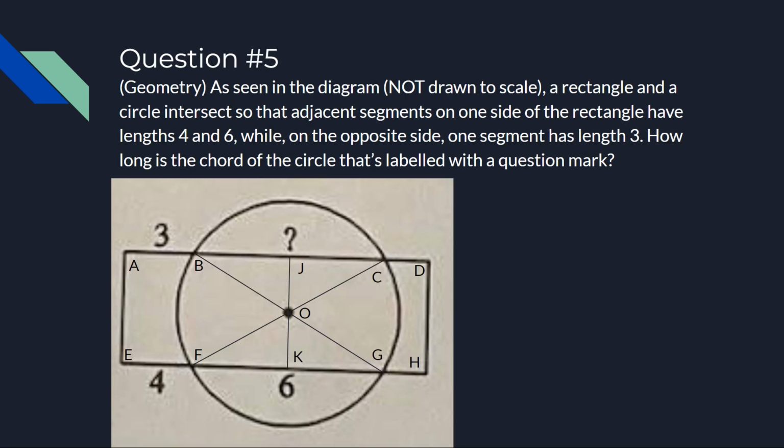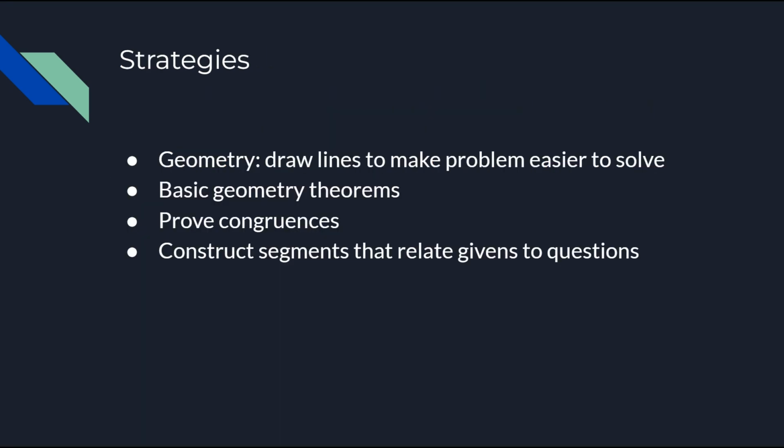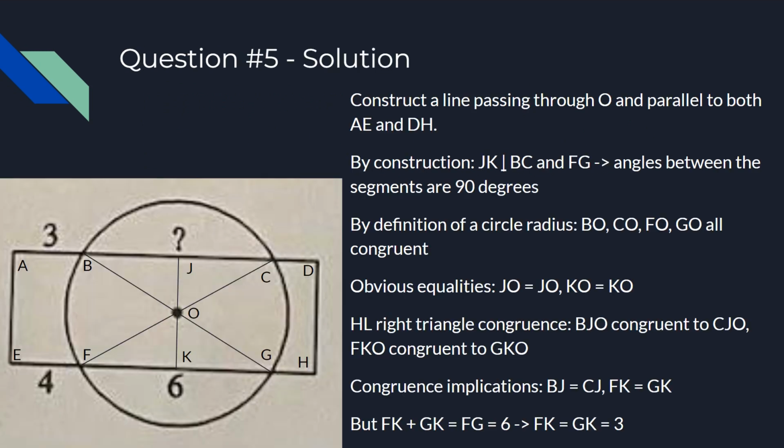So here's problem 5. As seen in the diagram not drawn to scale, a rectangle and a circle intersect so that adjacent segments on one side of the rectangle have length 4 and 6, while on the opposite side, one segment has length 3. How long is the chord of the circle that's labeled with a question mark? When I first saw this problem, I knew that solving geometry problems like this requires me to draw additional lines to arrive at the solution. In fact, this tactic of adding new lines is exactly what we'll be using here, and that's a method that can be used to solve most geometry problems.